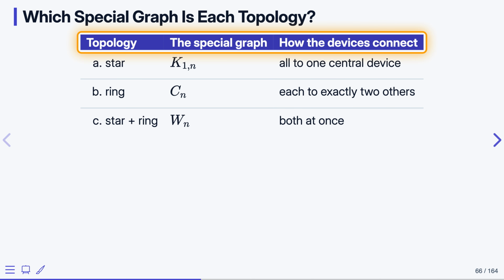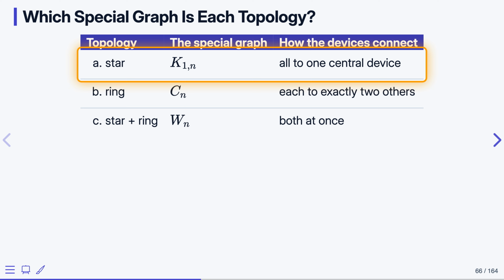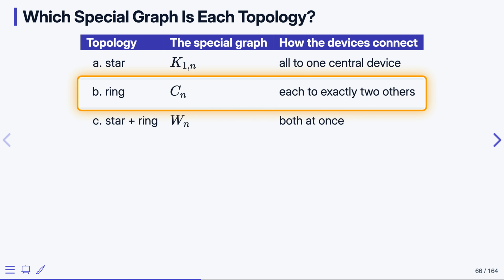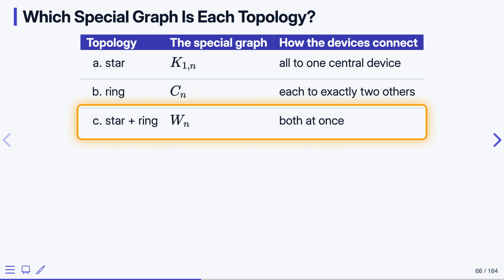Now let's name each shape, using the families we just learned. The star is the complete bipartite graph K1,n, with one vertex on one side, n vertices on the other, and every pair joined. The ring is the cycle Cn. And the star plus ring together is exactly the wheel Wn, a cycle with a hub joined to every rim vertex. So 3 familiar families turn up as 3 real network designs.